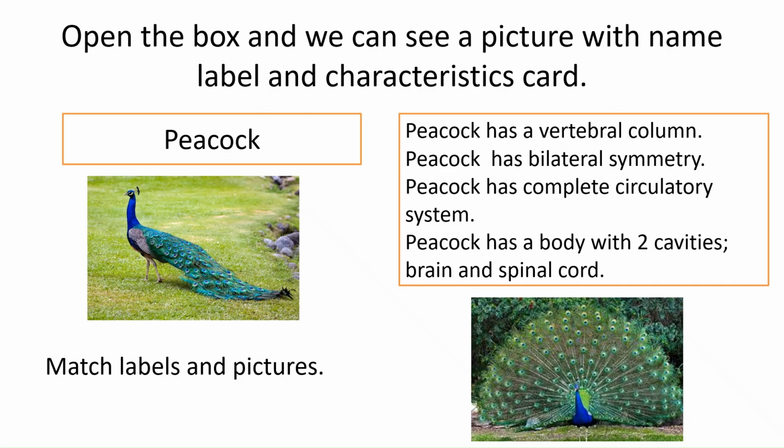Open the box and we can see a picture with name, label, and characteristics card. Here we can see a peacock, and peacock has a vertebral column. Peacock has bilateral symmetry. Peacock has a complete circulatory system. Peacock has a body with 2 cavities, brain, and spinal cord. Match the pictures to the labels.